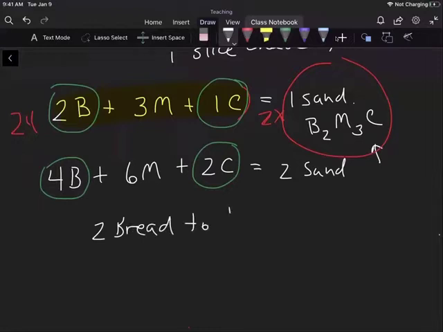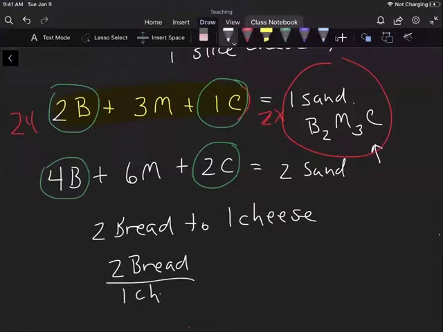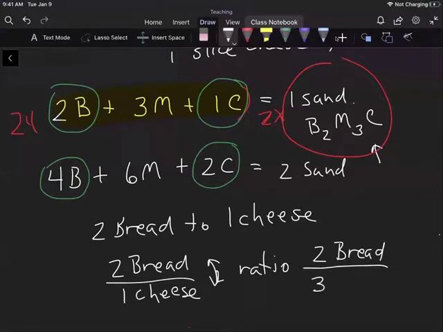So the ratio of bread to cheese is I need 2 bread to 1 cheese. Or another way to write that is I could say 2 bread over 1 cheese. And that's the ratio. This right here is the ratio that I need. And I can do that for each thing in there. 2 bread and 1 cheese, or I can say 2 bread and 3 meat. The ratio is always going to stay the same, no matter how many sandwiches I'm making. It's always going to be the fixed ratio if I'm going to make them all the same.